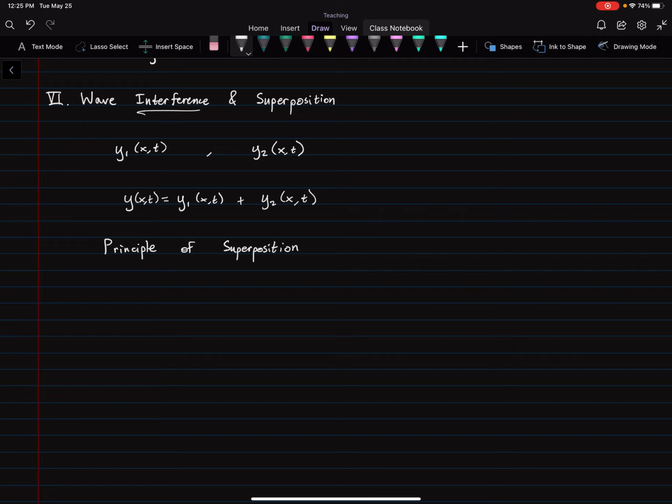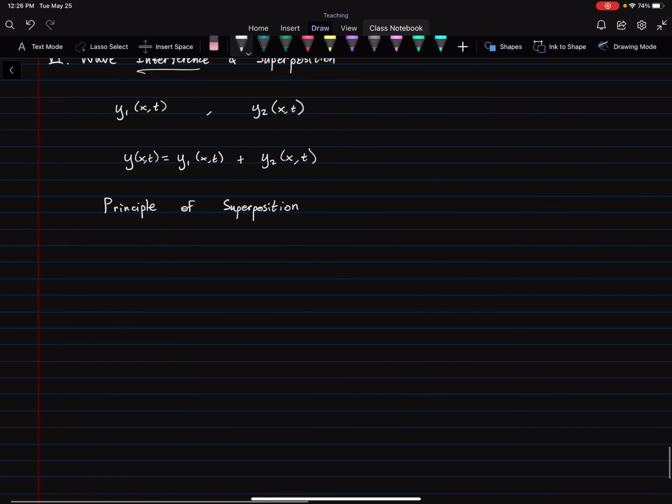Principle of superposition. It just basically means when waves overlap, the displacement at any point x and time t is equal to the sum of all of the displacements of the individual overlapping waves. And it doesn't have to just be two waves. So in general, it looks like what I just wrote down. This function y describes the displacement of any particle at time t and position x. It's equal to the sum of all of the overlapping waves, y1, y2, and so on.